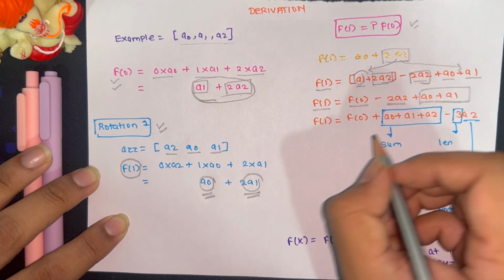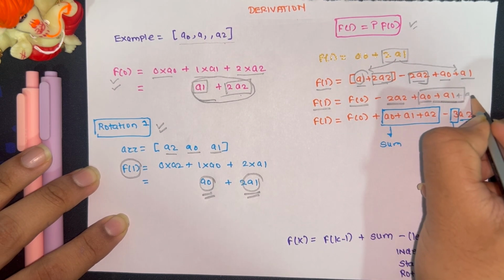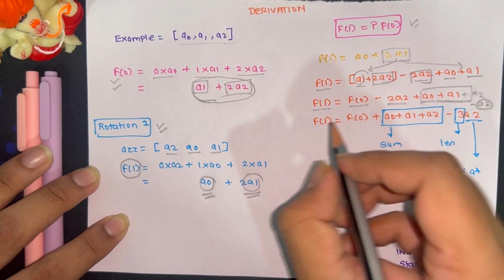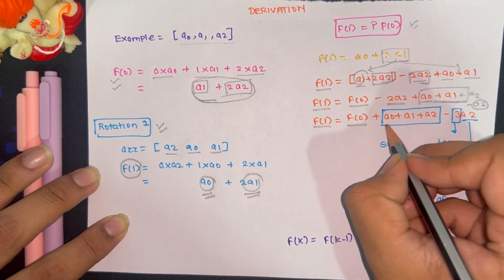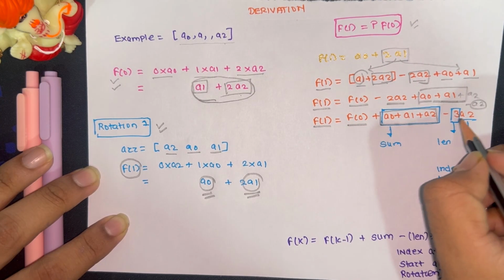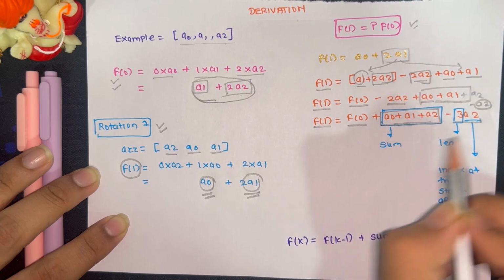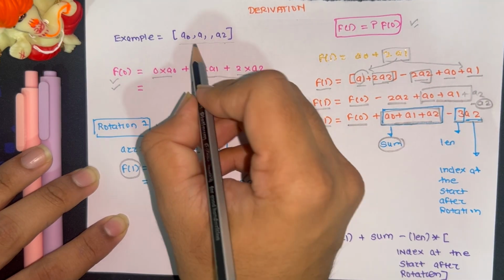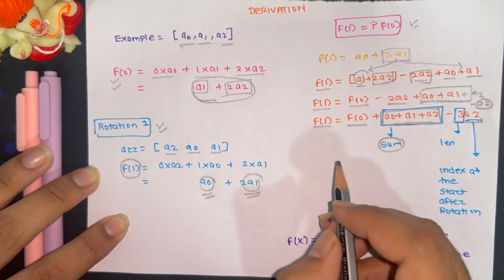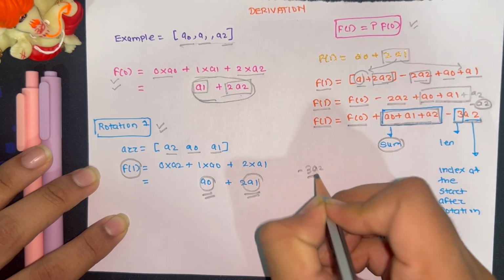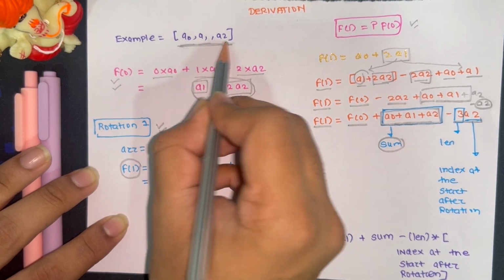Now consider this: we add plus 2a2 here also, so we'll have to subtract 2a2, right? So it will become f of 1 equal to f of 0 plus a0 plus a1 plus a2 minus 3a2. Now a0 plus a1 plus a2 is just the sum of all the elements in the array. And here we get minus 3a2. This 3 is just the length of the array.